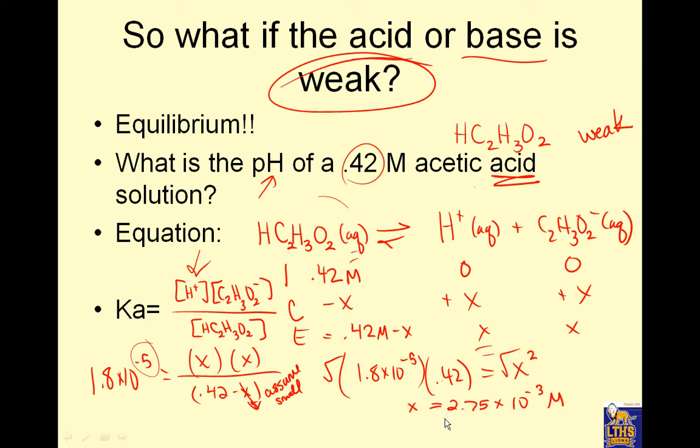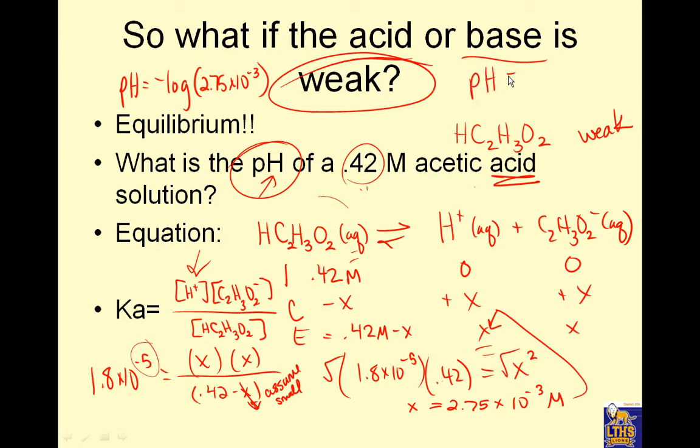So what does that mean? Wow, we did a lot of work, but now we know the hydrogen ion concentration at equilibrium. Okay, so I'm going to go up to the top of the page and look at what they asked. What is the pH? We did all this work to find the hydrogen ion concentration because we knew not all of that dissociated. So then we could say the pH is going to be equal to the negative log of 2.75 times 10 to the negative third. And so pH equals 2.56.